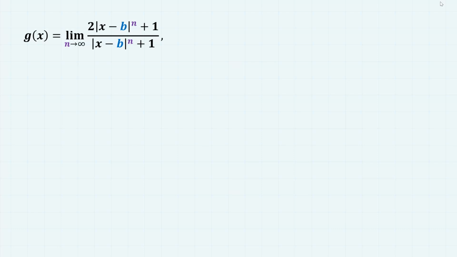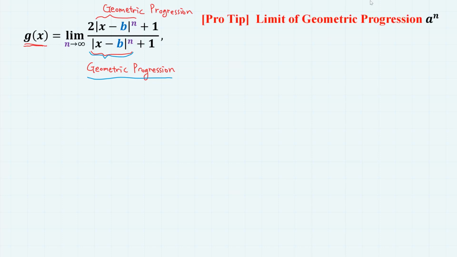Well, obviously, we have to deal with the most complicated looking one first, which is function g(x). Upon close inspection, you'll notice that g(x) involves the limit of the geometric progression, which is this absolute value of x minus b to the nth power part. And this is the moment to find out whether the students have studied the limit of a geometric progression well or poorly.